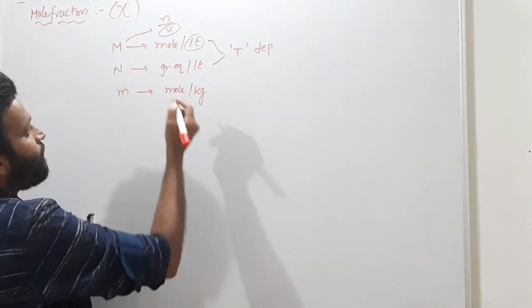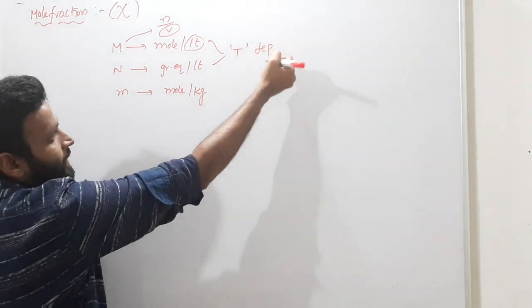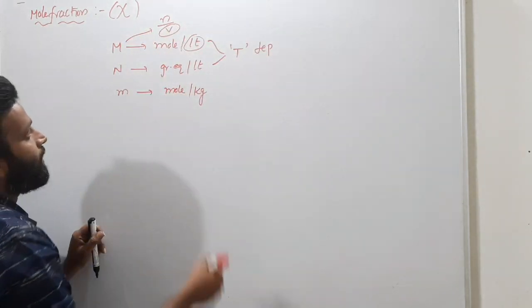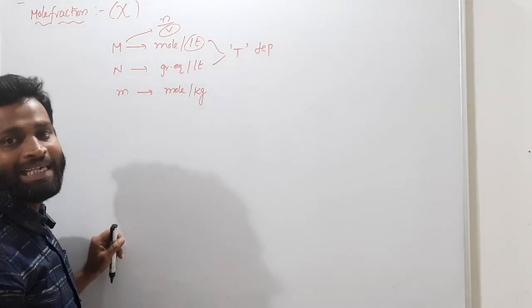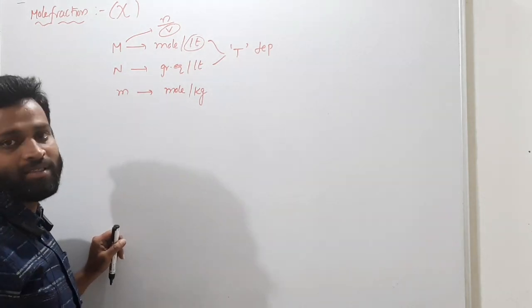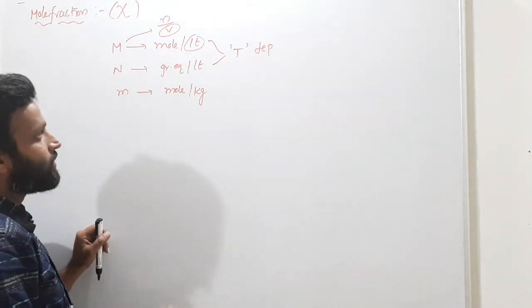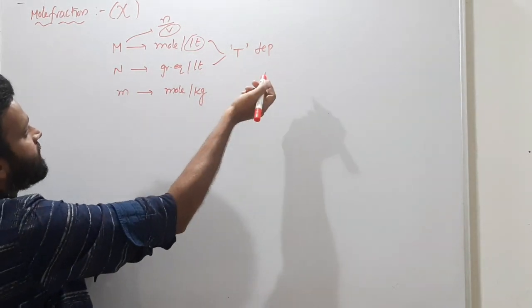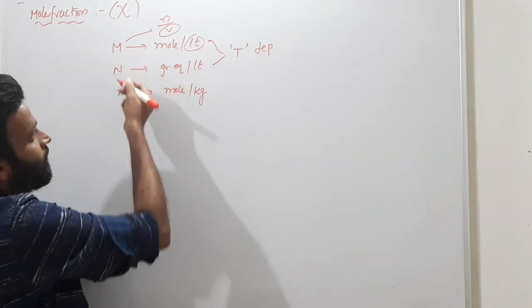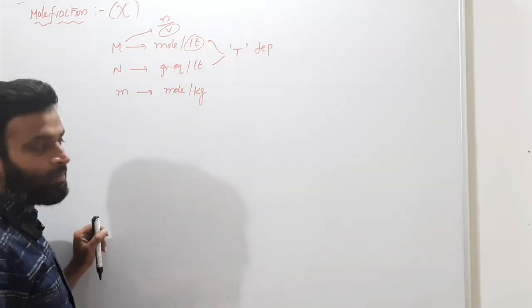Getting? So why are they temperature dependent? If temperature increases, molarity and normality will decrease. Why? Because volume increases, and volume is in the denominator, right? Getting what I am saying? So if temperature changes, then molarity and normality will change. So simply remember this one.